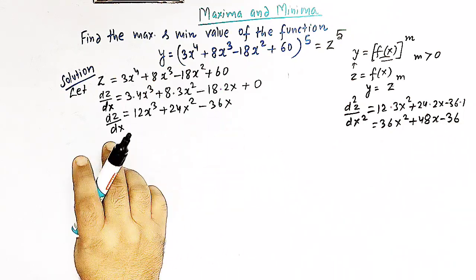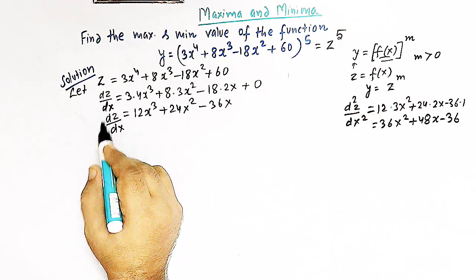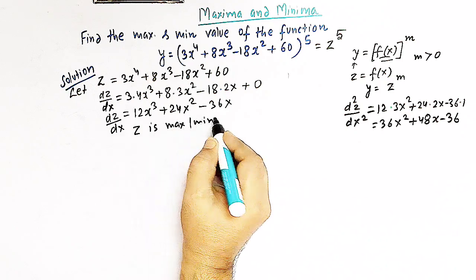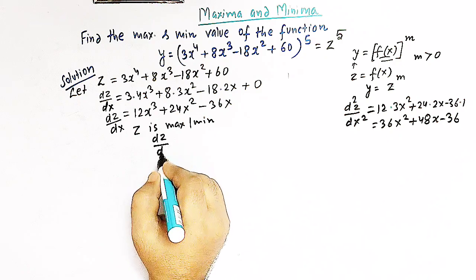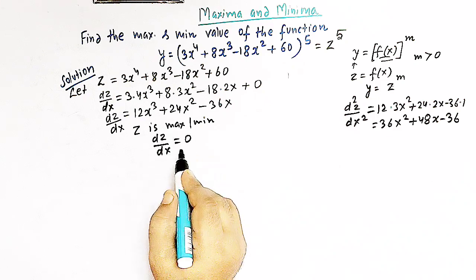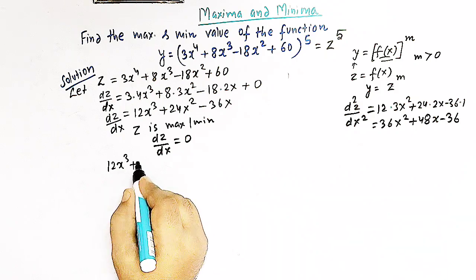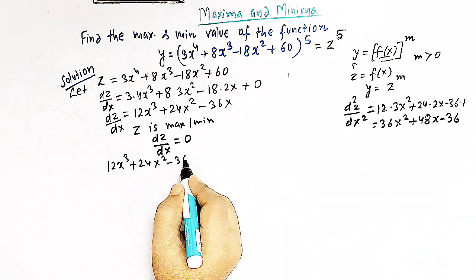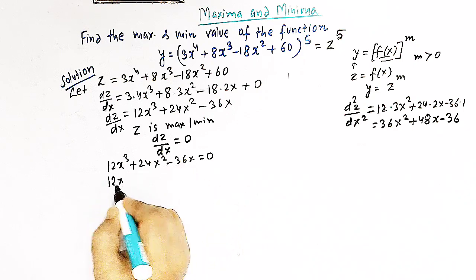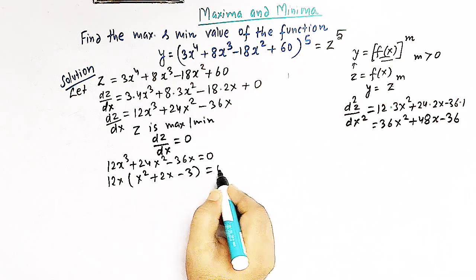Okay, now let us come to the first derivative of z with respect to x. This function z is a maximum or minimum if dz/dx is equal to 0. So for z to be maximum or minimum, the first derivative should vanish. So here we have 12x^3 + 24x^2 - 36x equal to 0. Simplifying it, taking 12x common, we have x^2 + 2x - 3 equal to 0.